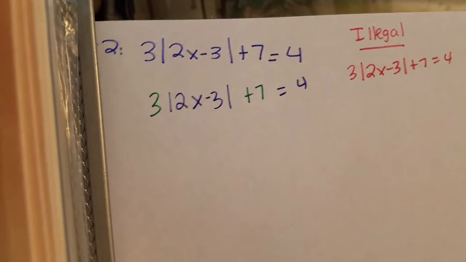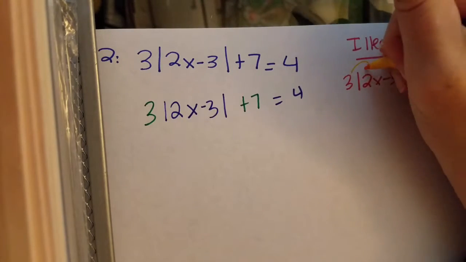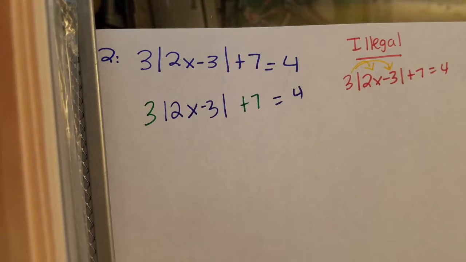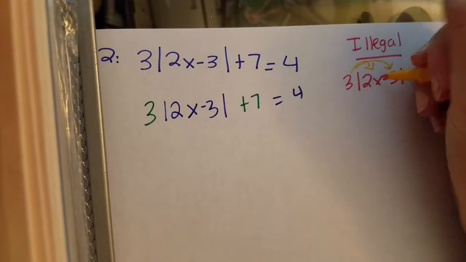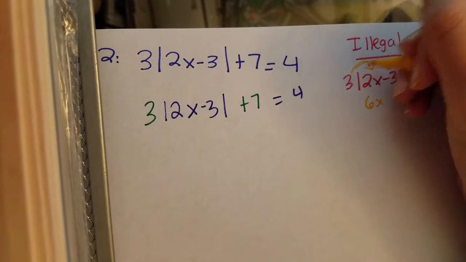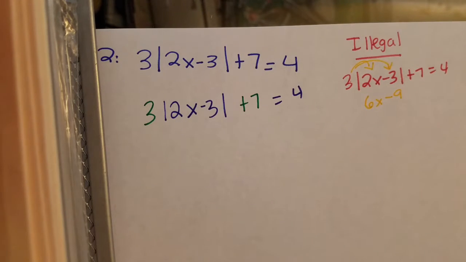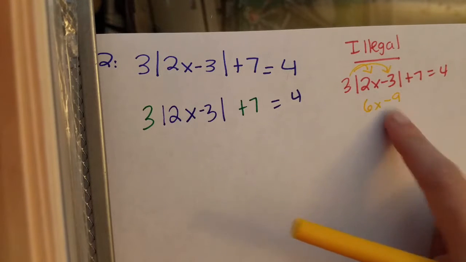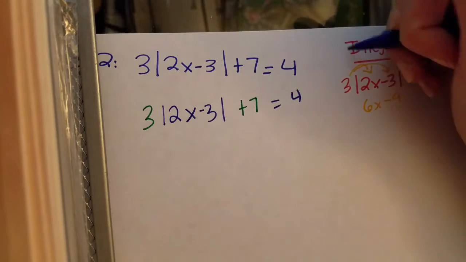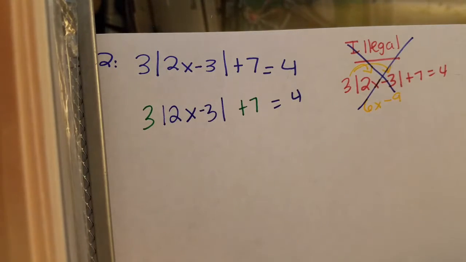You cannot sit there and distribute this 3 into the absolute value. That's not allowed. So you can't say this is like 3 times 2x, which is 6x, and 3 times negative 3, which is negative 9. That right there is not allowed. So don't even try to do that. That's where the demon cats will get you. So this is illegal. Don't even think about it.